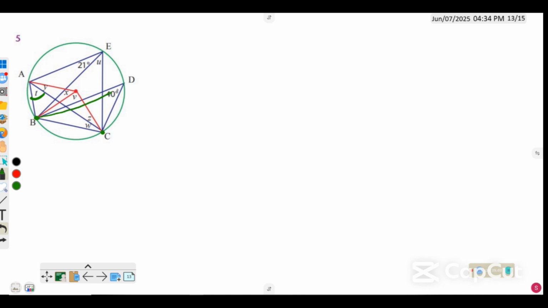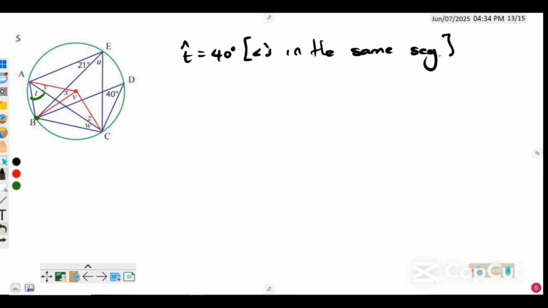We will see that BC also subtends another angle at the circumference, which is angle D. So T is equal to angle D, which is 40 degrees. Why? These are angles in the same segment. Okay. And what do we have? We should find U. How do we find U? U was also subtended by the very same BC at the circumference again. Right. So that one is also what? That one is also 40 degrees. U is equal to 40 degrees. Let me see. Yes, U is 40 degrees. And these are still angles in the same segment.